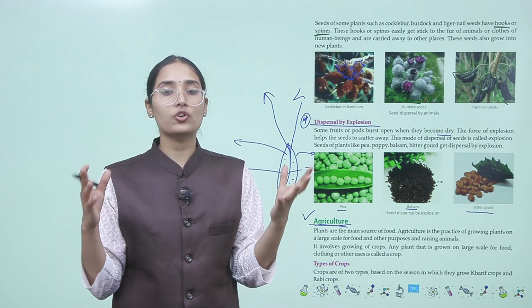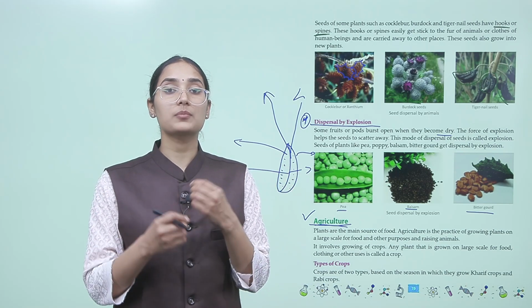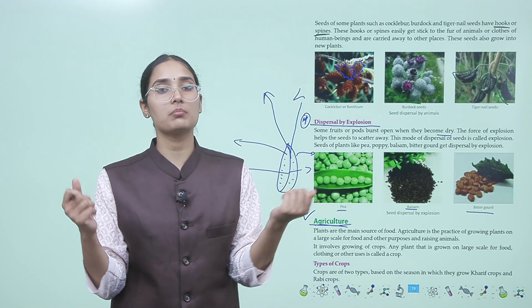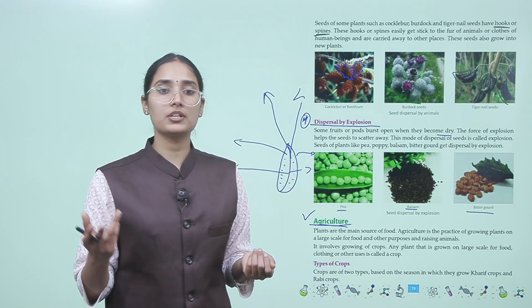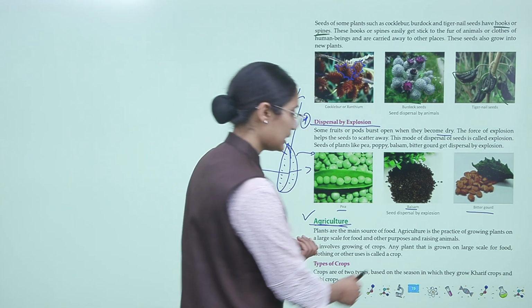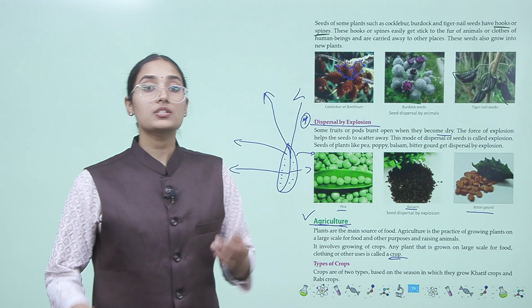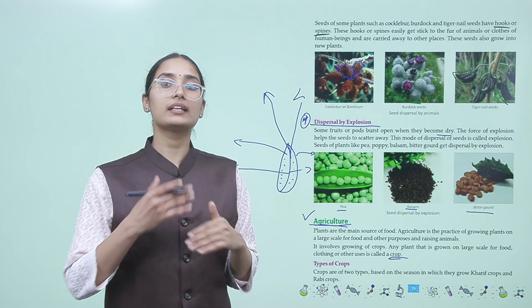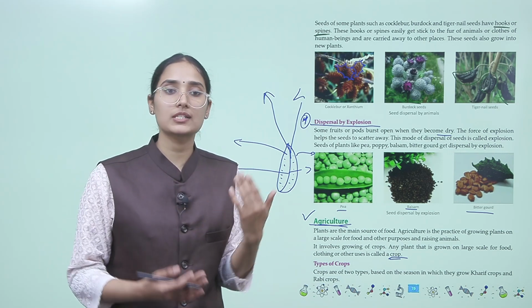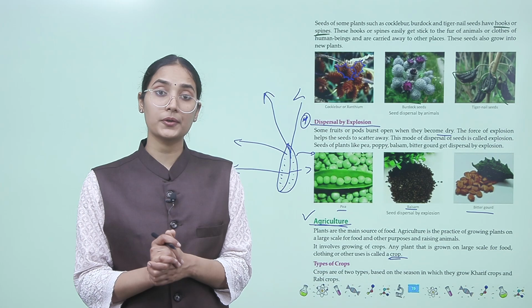So, these types of seeds that are grown in large numbers for the human population are called crops, right? These are called crops, and these are grown. This practice is called agriculture. The practice of growing plants is called agriculture.